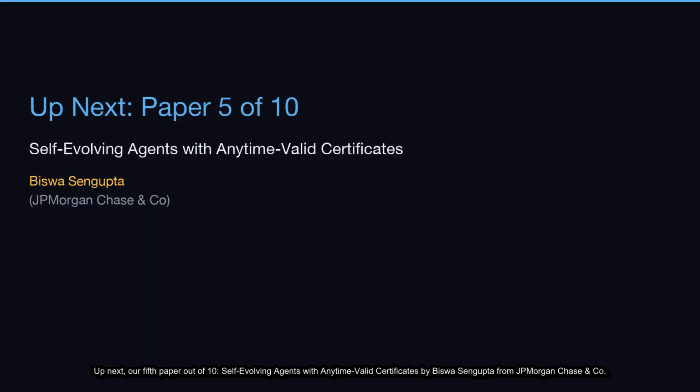Up next, our 5th paper out of 10, Self-Evolving Agents with Anytime Valid Certificates by Biswas and Gupta from JP Morgan Chase and Company. It introduces a novel and credible architecture for the grand challenge of self-improving AI, balancing adaptability with formal safety guarantees through auditable certificates. Let's break down its key contributions.